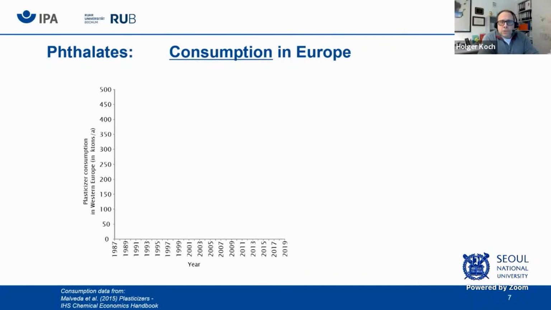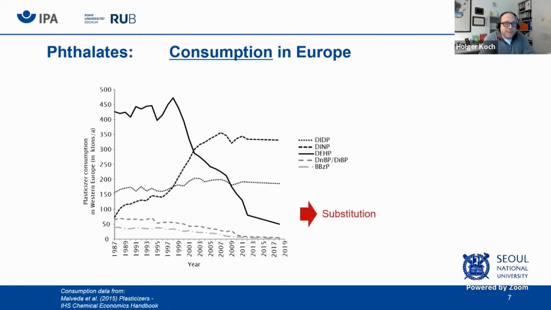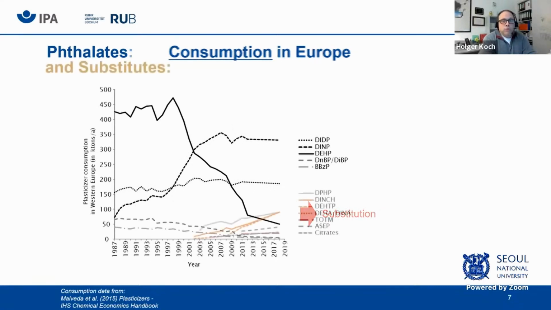So what is the consumption in Europe? You can see that the main plasticizer DEHP has dropped rapidly in consumption because of the endocrine disrupting effects. The product use has been limited, and also other endocrine disrupting phthalates have been dropping, while some other phthalates have been increasing. So you can see a substitution within the phthalates, but also totally new substitutes have come on the market.